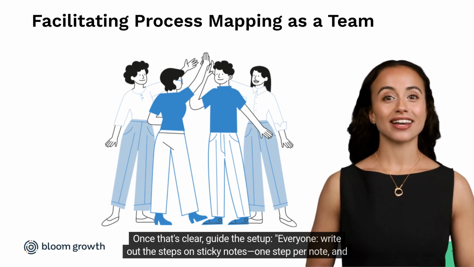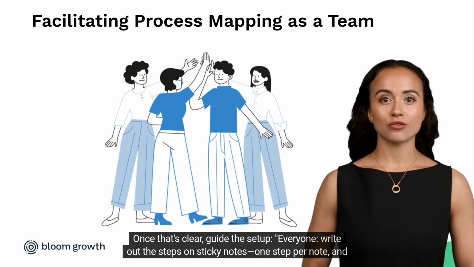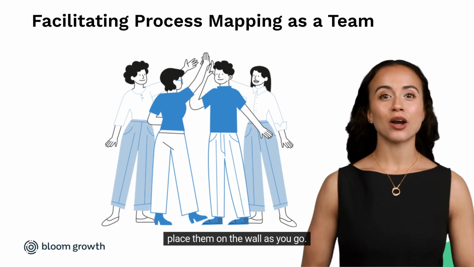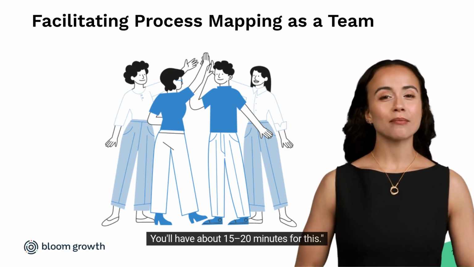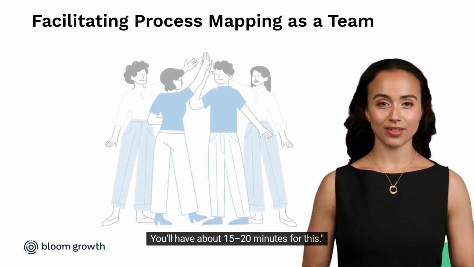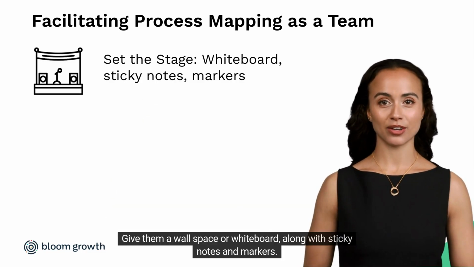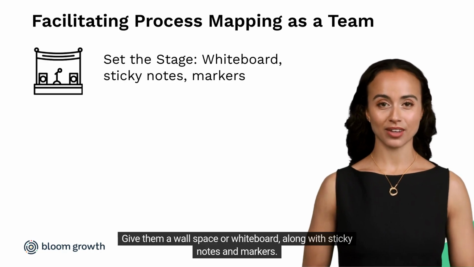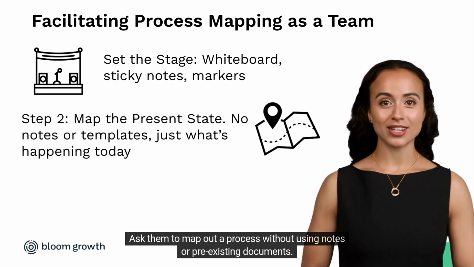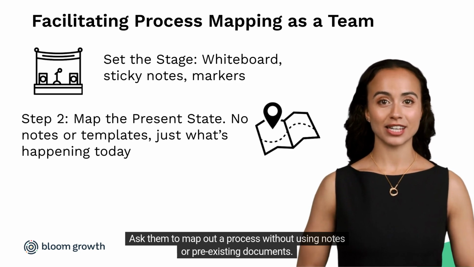Once that's clear, guide the setup. Everyone, write out the steps on sticky notes, 1 step per note, and place them on the wall as you go. You'll have about 15-20 minutes for this. Give them a wall space or whiteboard, along with sticky notes and markers. Ask them to map out a process without using notes or pre-existing documents.